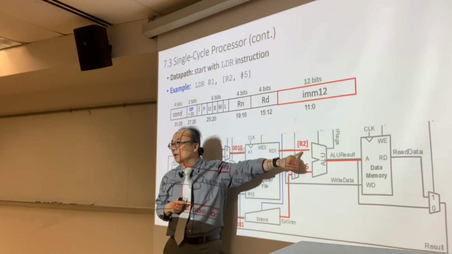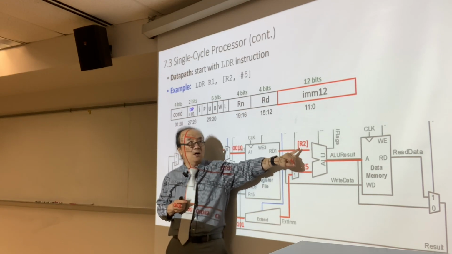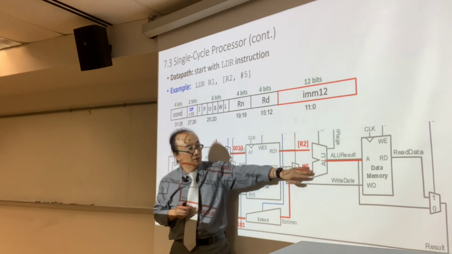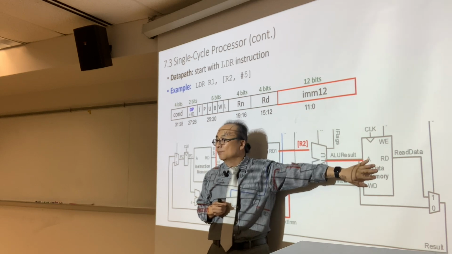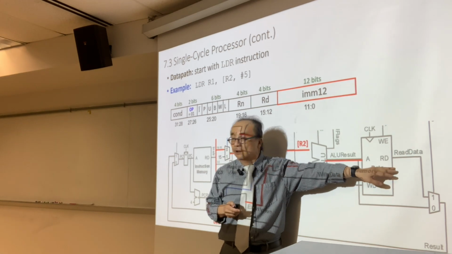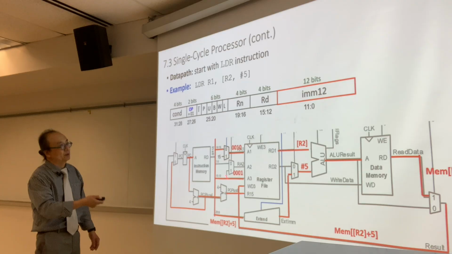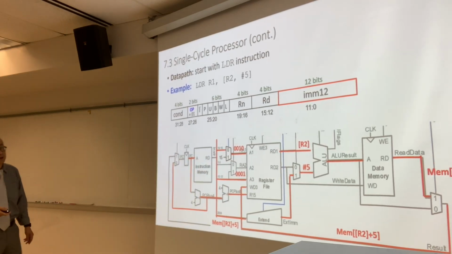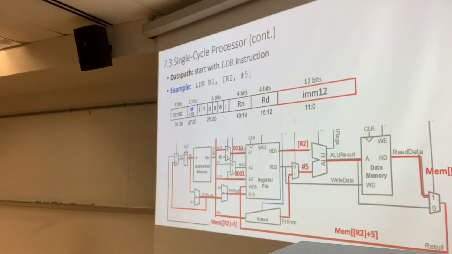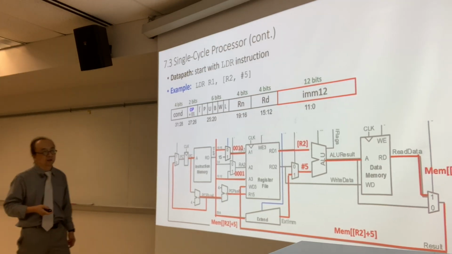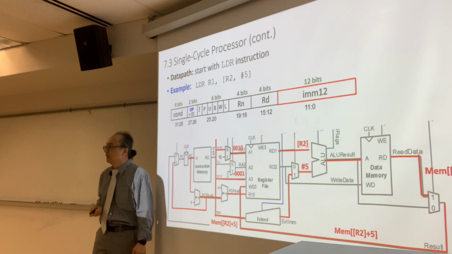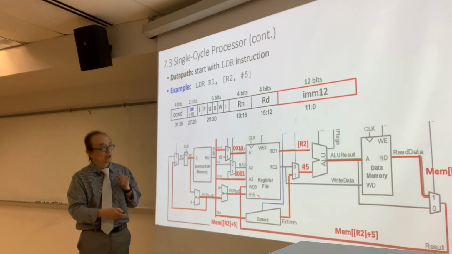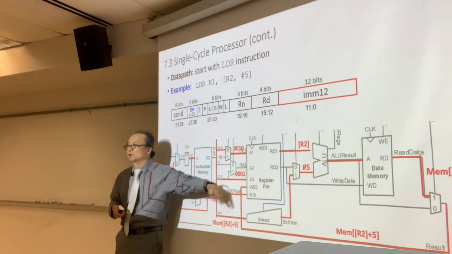Whenever you see the bracket, that means take the contents of R2 plus the number 5, add them together, go into the memory, and grab the content of that location and bring it back to here. So WD3 is the actual content of the memory location where the contents of R2 plus 5 is the memory address. Go there, grab it, bring it in here, and store it into register 1.